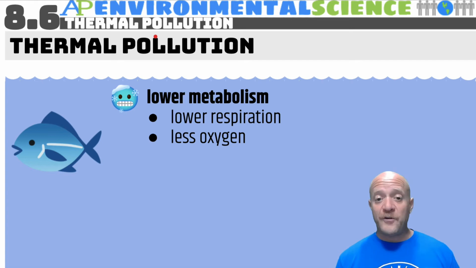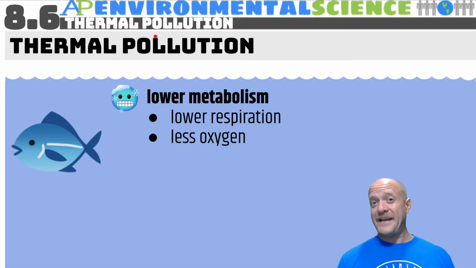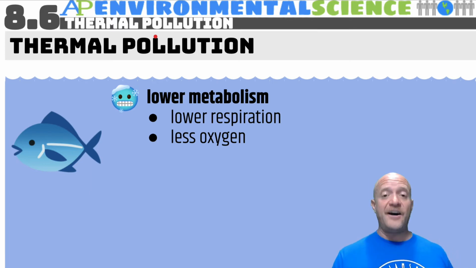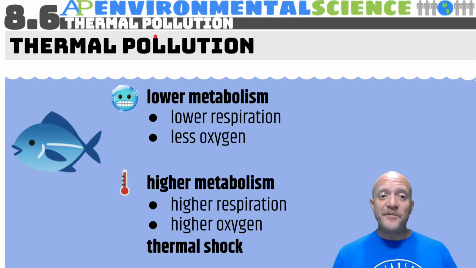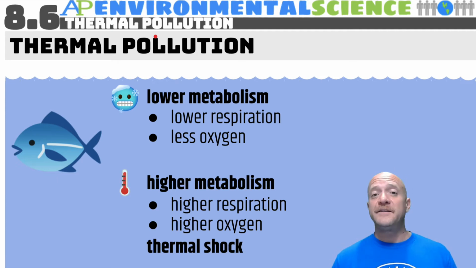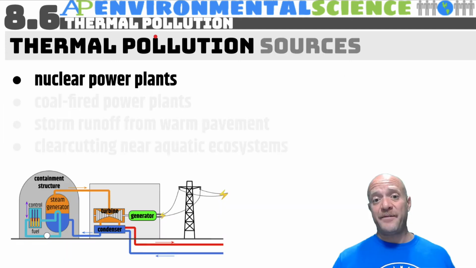With thermal pollution in colder water, fish will have a lower metabolism, which means they will have lower rates of respiration and less oxygen. But when you heat up the water, the fish have a higher metabolism. In order to maintain homeostasis, they have to have higher respiration, which requires more oxygen. And that's not necessarily possible in water with high temperatures. So fish and other aquatic organisms will undergo what is called thermal shock, and this can lead to death.